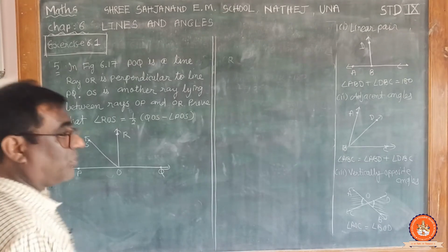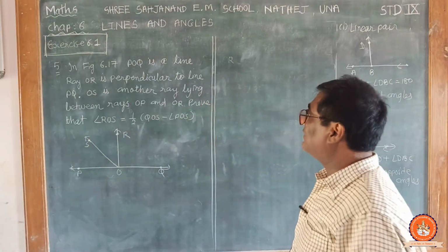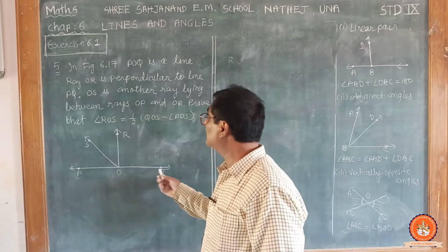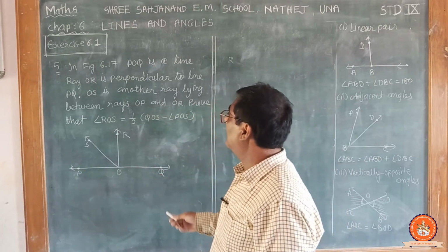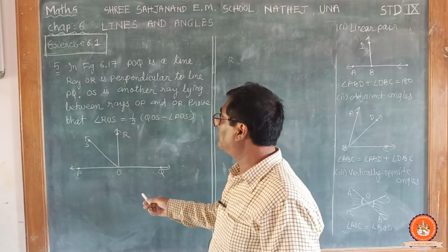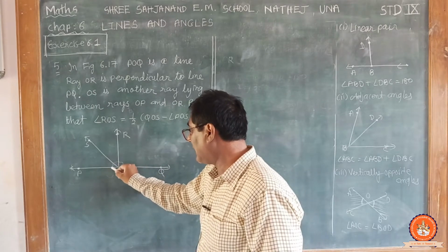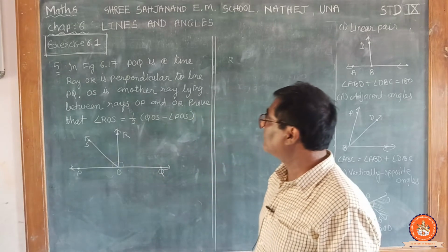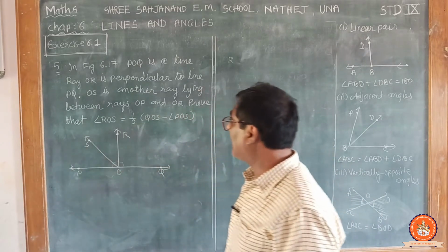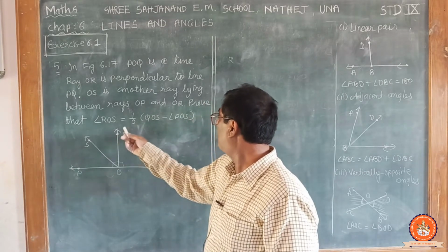Now in question number 5, in this figure 6.17, POQ is a line, ray OR is perpendicular to PQ. So this one is perpendicular, so both sides there are 90-degree angles. OS is another ray lying between rays OP and OR.